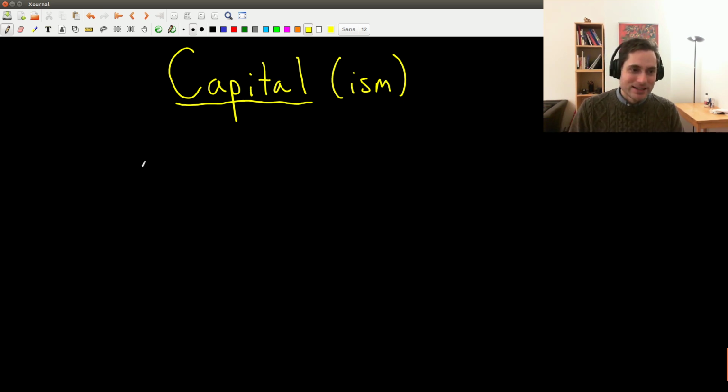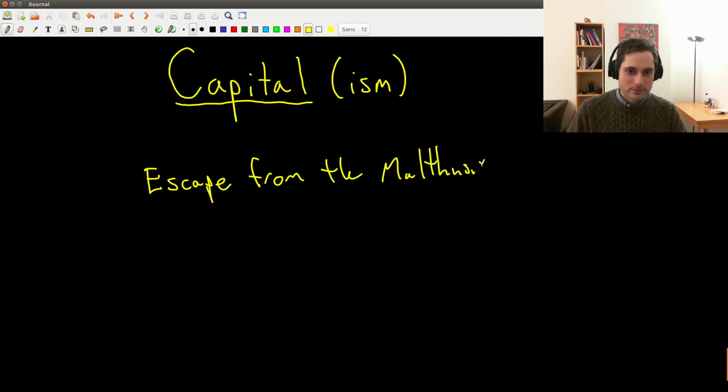Anyway, you can think of the Solow growth model as a way to model the escape from the Malthusian trap. We can model the way that resources increase as we invest in them.